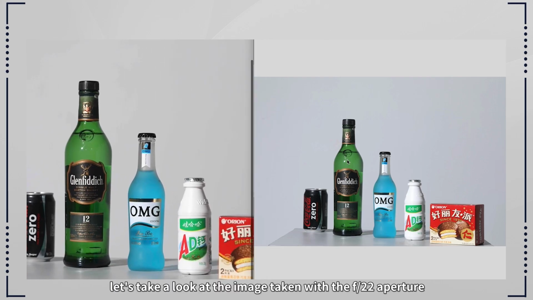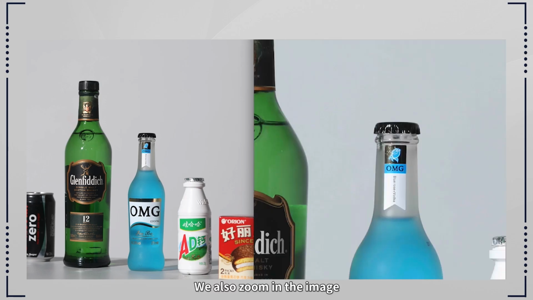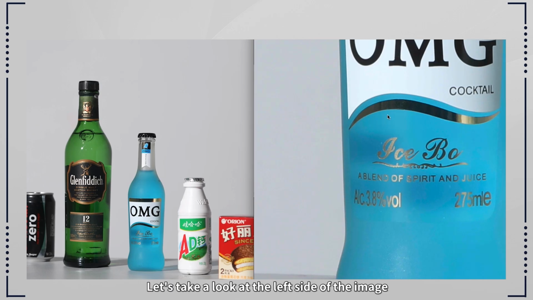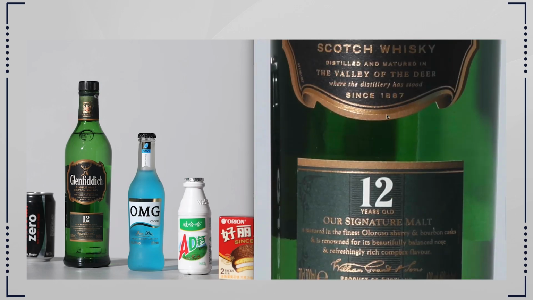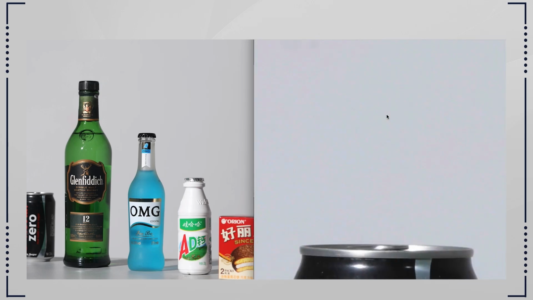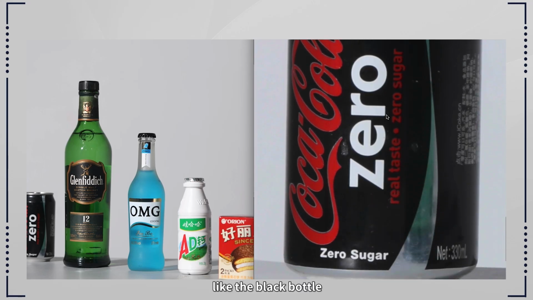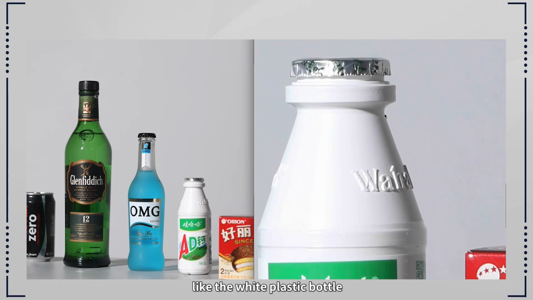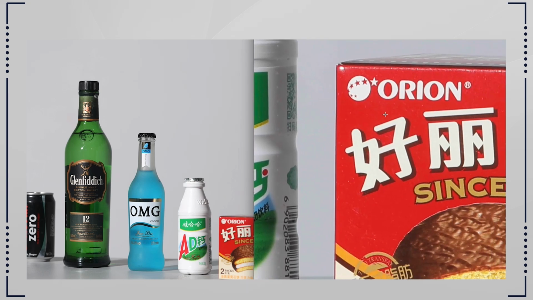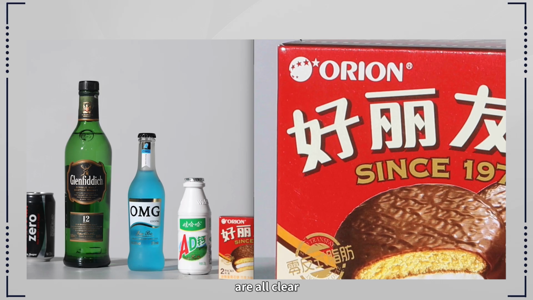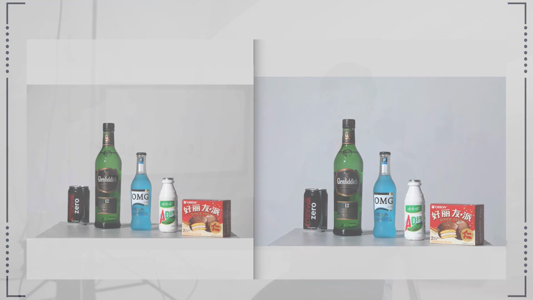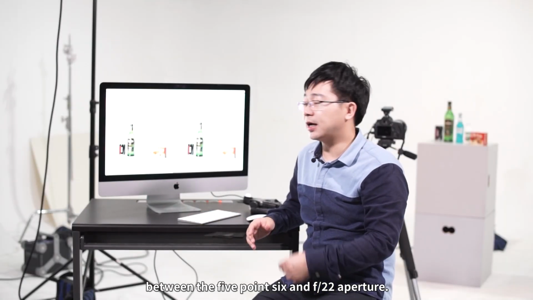Now let's take a look at the image taken with the f22 aperture. We also zoom in the image, and the focal point is still the blue bottle in the middle. Let's take a look at the left side of the image. The products on the left, like the black bottle, and the products on the right, like the white plastic bottle, and the red paper product, are all clear. Through this comparison, we can clearly notice the differences of the depth of field between the 5.6 and f22 aperture.